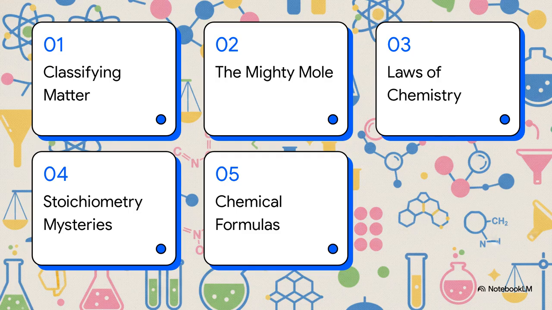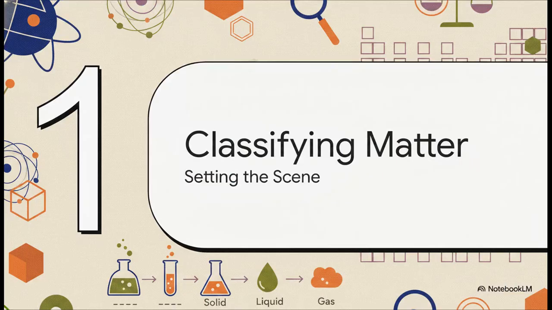Here's our roadmap for today's investigation. First, we'll be classifying our material world. Then, we'll meet the mighty mole. Next, we cover the unbreakable laws of chemistry before solving some stoichiometry mysteries, and finally, cracking the chemical formula itself. So, let's start with part 1, classifying our material world and setting the scene.